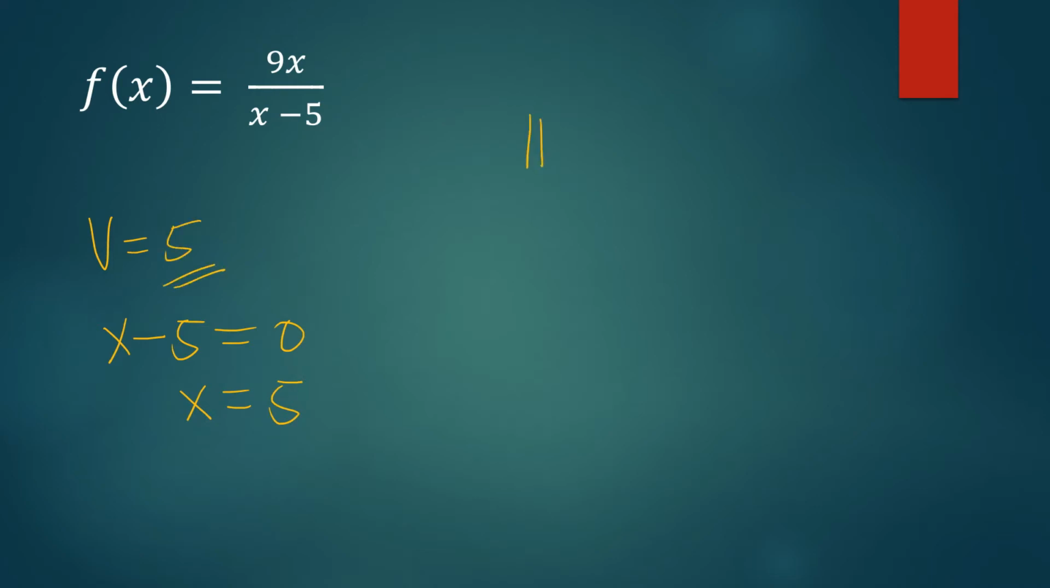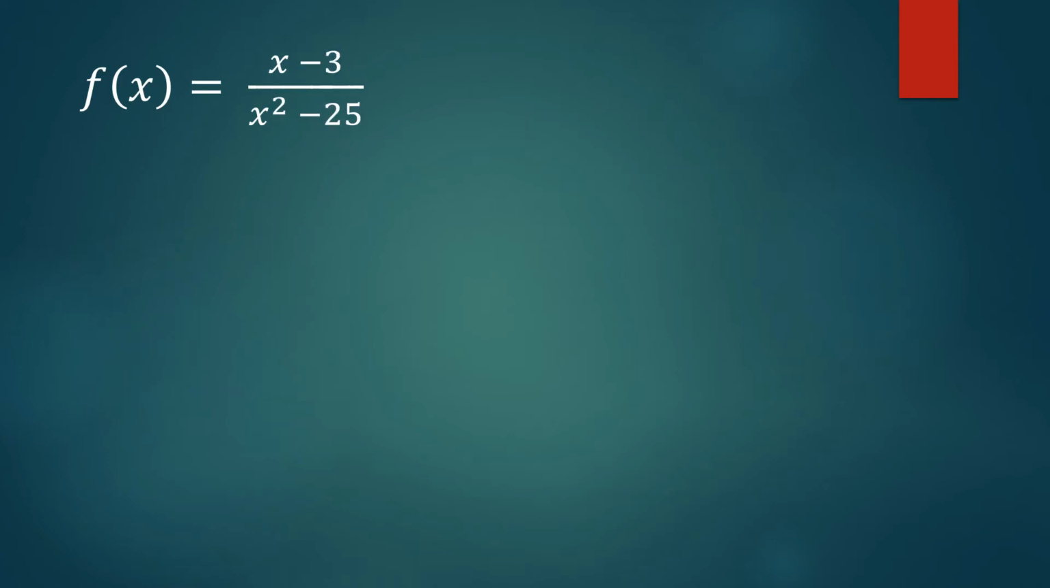And to get the horizontal asymptote, we need to consider the degree of our numerator. The exponent of the variable x is 1 in the numerator and 1 in the denominator. Since the degrees are equal, we get the leading coefficient of the numerator, which is simply 9. The leading coefficient of the denominator is simply 1. Therefore, the horizontal asymptote is 9.